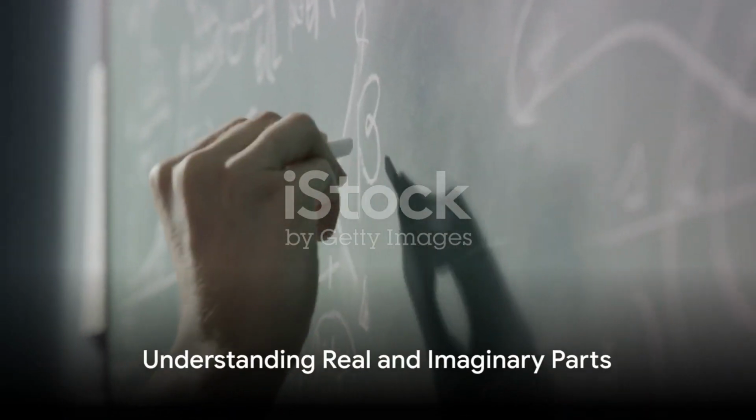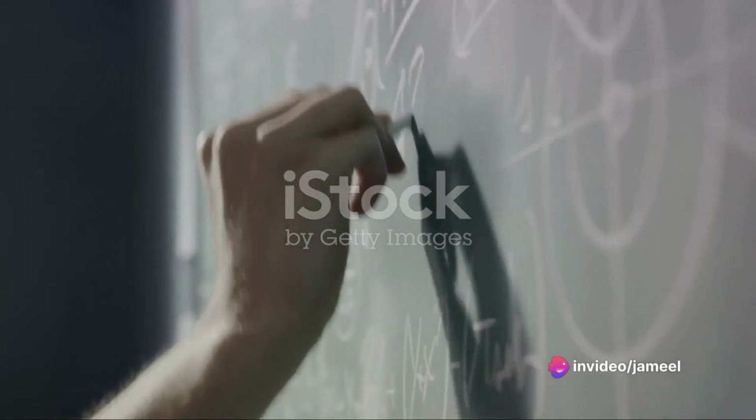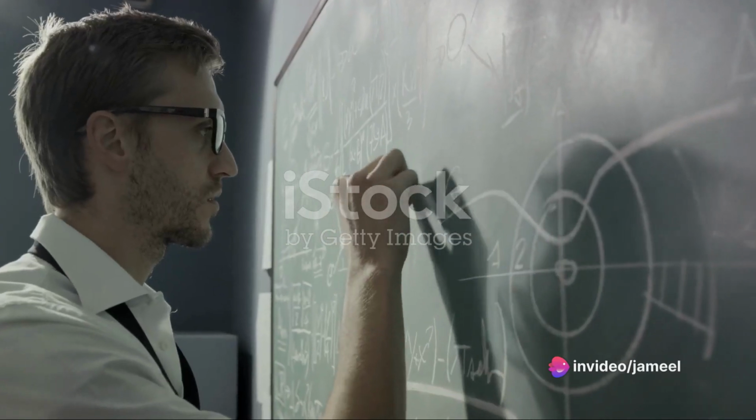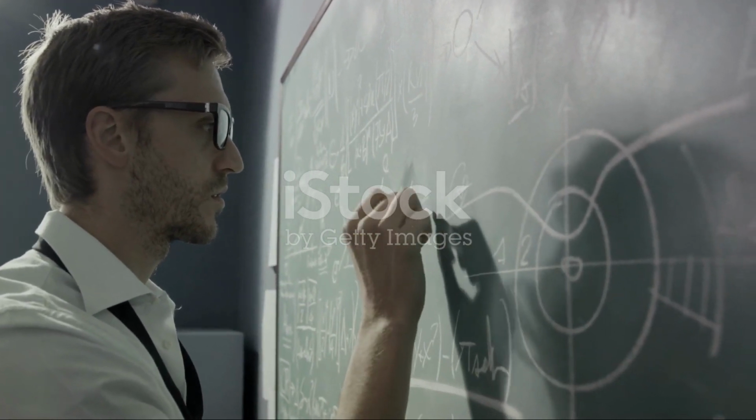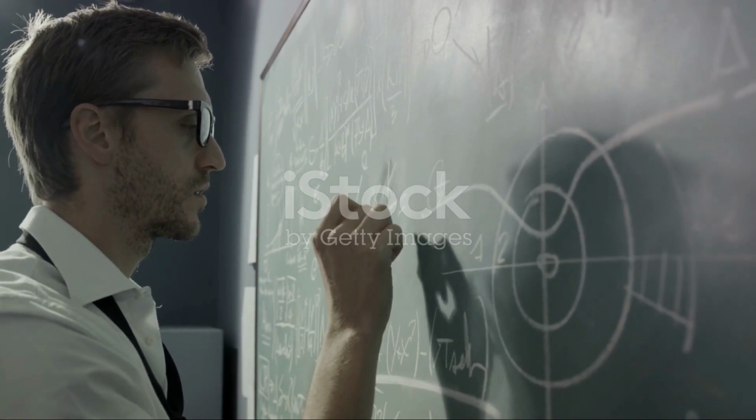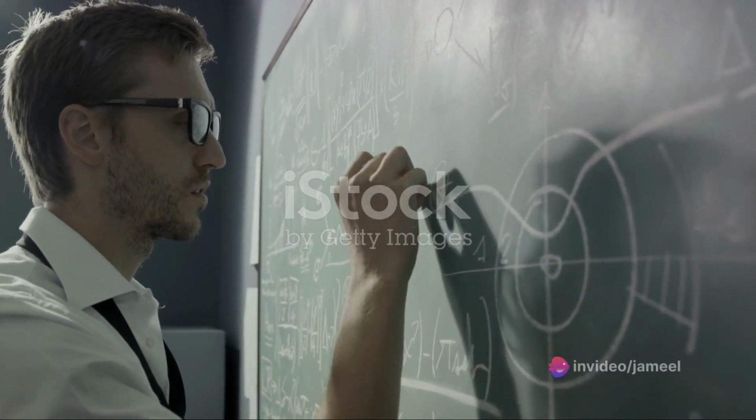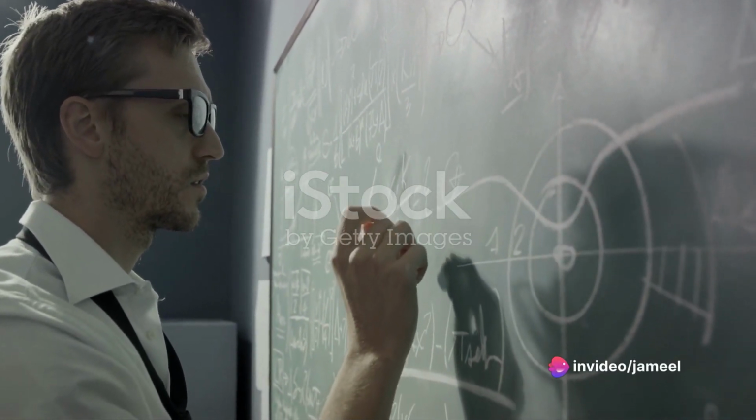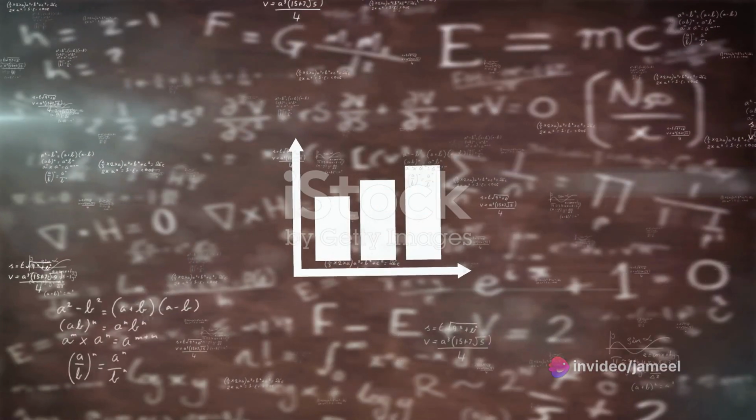Now that you know what a complex number is, it's time to delve deeper into its components, the real and imaginary parts. Think of a complex number as a two-part story. The first part, the real part, is familiar to everyone. It's a regular number like 2, 5, or -7. It's the kind of number you'd use to count apples or measure the length of a table. The second part of our story, the imaginary part, is a little more mysterious.